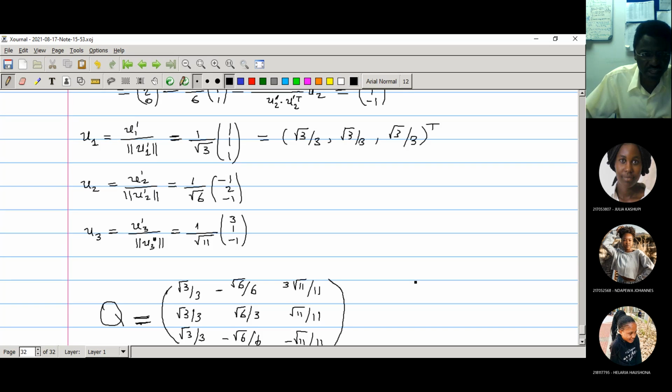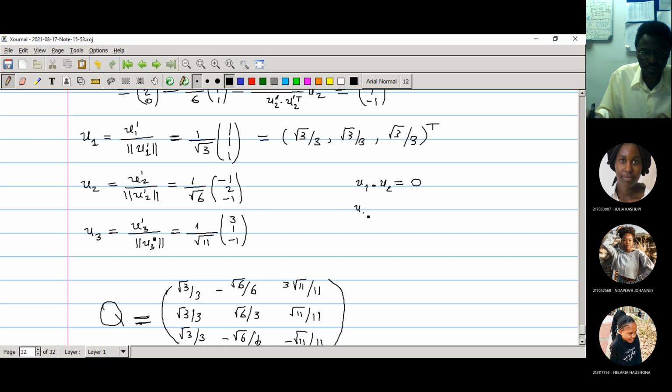Okay, now let's quickly check that U1 and U2 are orthogonal. I will not use these factors, I will just multiply this with this one. If I take this times this plus this times that plus this times that, it will be 2 minus 1, that's 1, minus 1, 0. So these two are orthogonal. Now what about this and that?